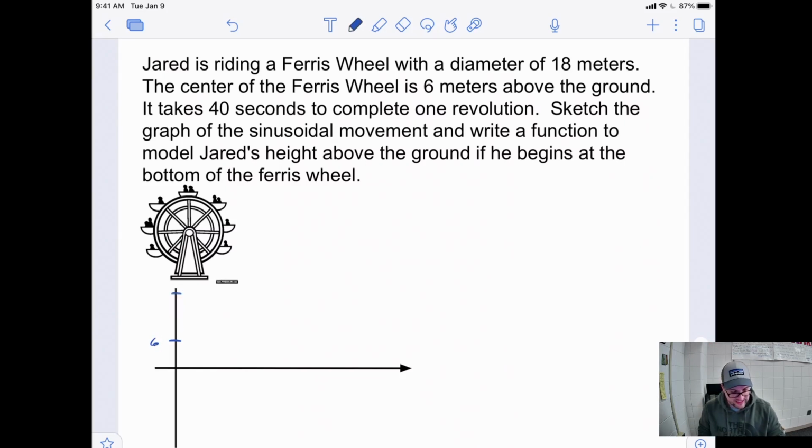6 plus 9 would put us at 15. 6 take away 9 would put us at negative 3 meters below the ground. Again, the center is going to be indicative of your midline. It says it takes 40 seconds to complete 1 revolution, so let's just make this 40. We'll cut that in half and make that 20. This would be 30 then, and this would be 10.